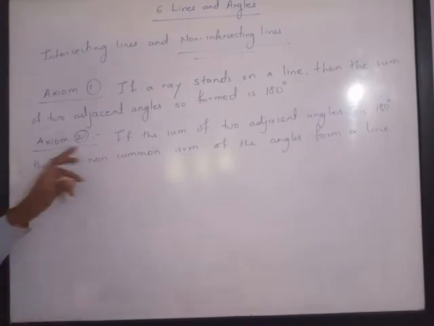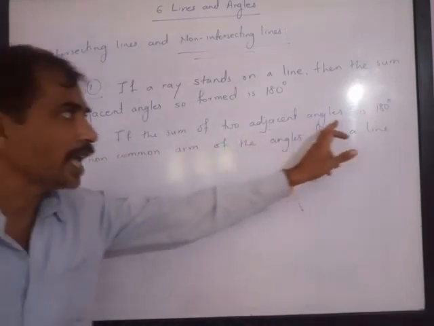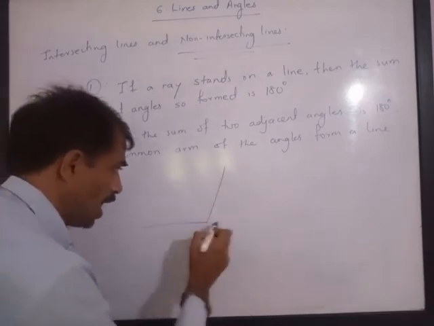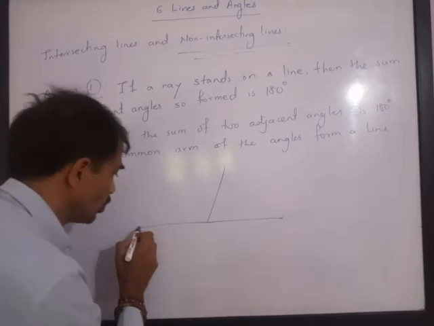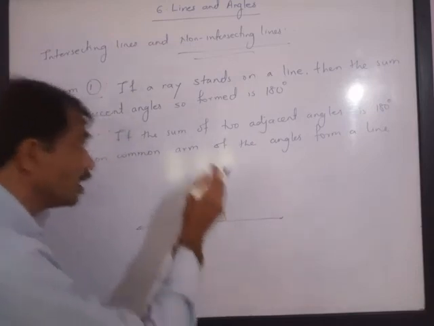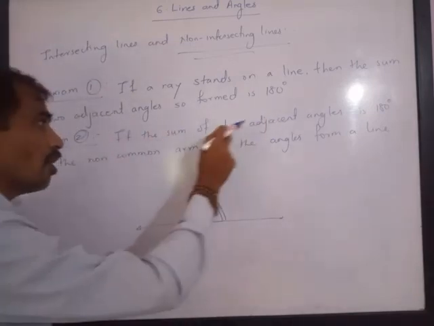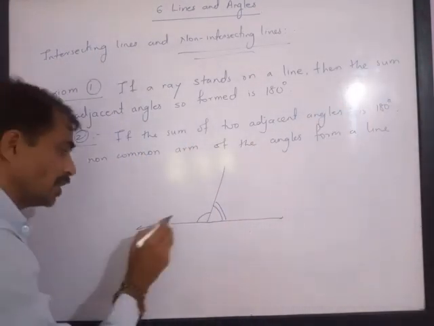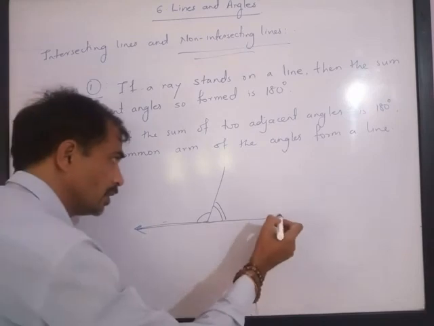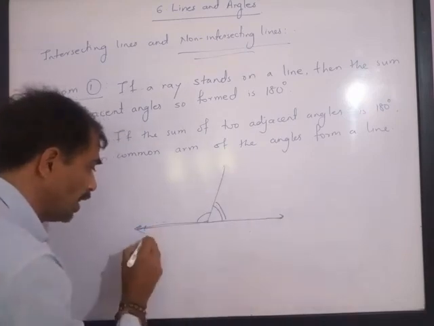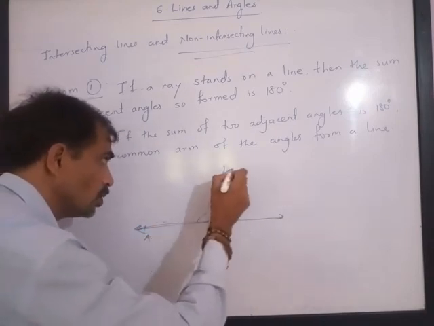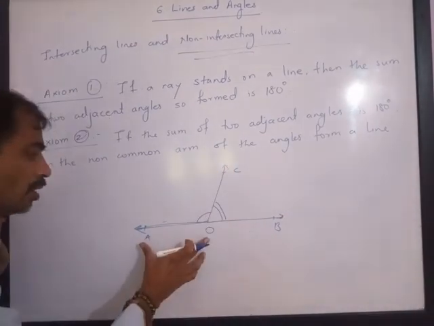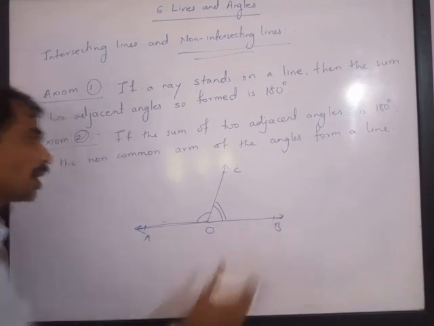Next is Axiom 2. If the sum of two adjacent angles is 180 degrees, please try to understand, adjacent angles have a common arm. So these are two adjacent angles and their sum is 180 degrees, then the non-common arms, these are non-common arms. This is a common arm. I will take A, O, C, B. Here OC is a common arm and OA and OB are non-common arms.